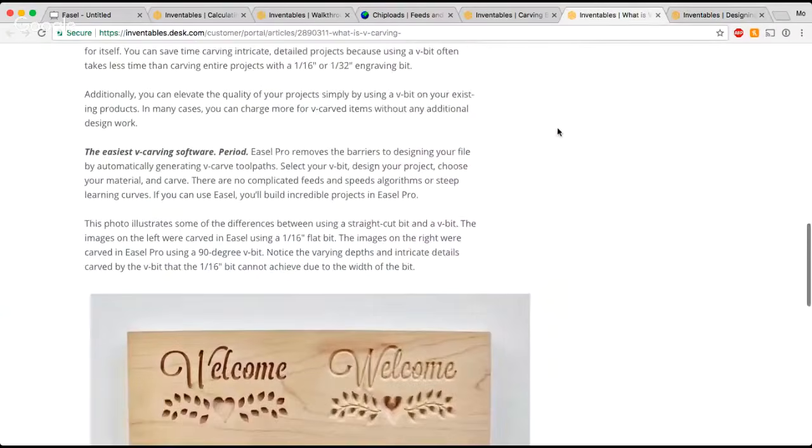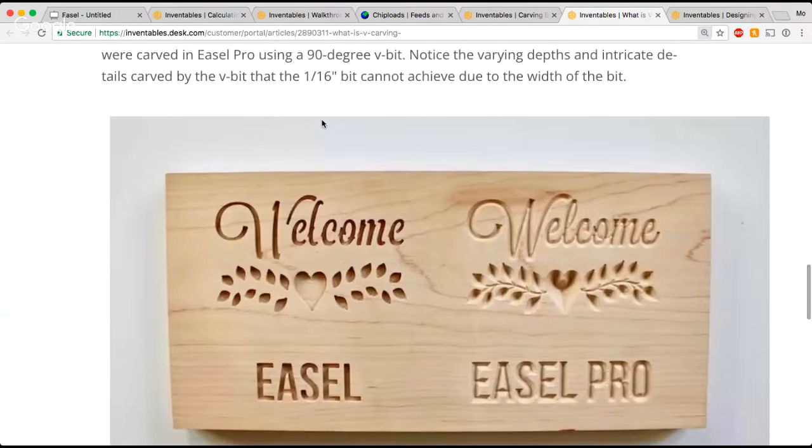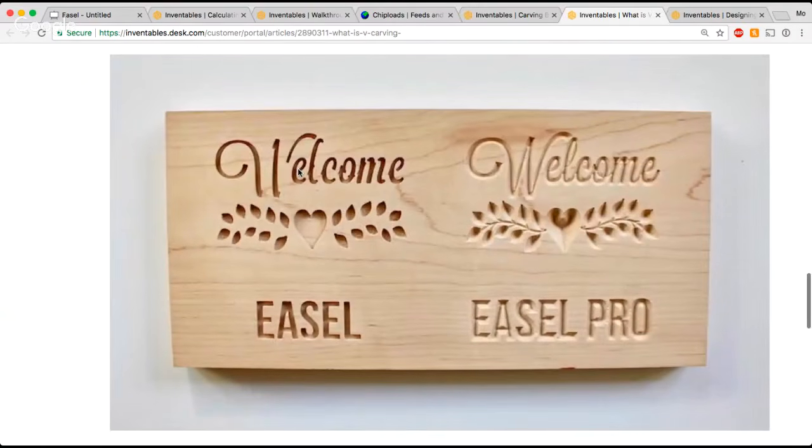And I have this little picture here that really helps to illustrate the difference between using a smaller bit and using a V-bit. So in this picture, let me see if I can zoom in. We carved this design here on the left with a 1/16 inch bit. So it's not even a 1/8 bit, like a 1/16 inch bit. This still took quite a bit of time to carve, because you still got to fill in these pockets and it's still really detailed.